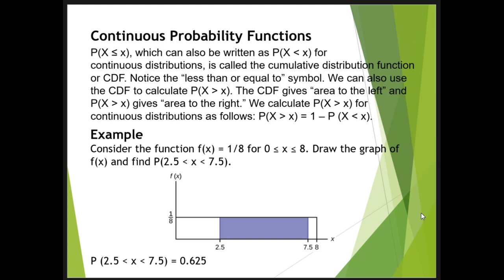So for this example, consider the function f of x equals 1/8 for x between 0 and 8 inclusive. It wants us to draw the graph of f of x. And then it wants us to find the probability that x is between 2.5 and 7.5. So you can see we have the graph here. And then to find the probability, if you recall, all we have to do is 7.5 minus 2.5, which is 5. That's our base, and then times height. So 5 times 1/8 gives us 0.625. So the probability is 0.625.